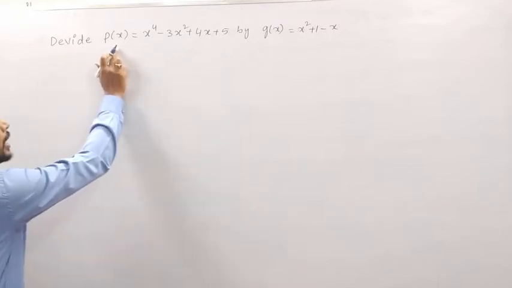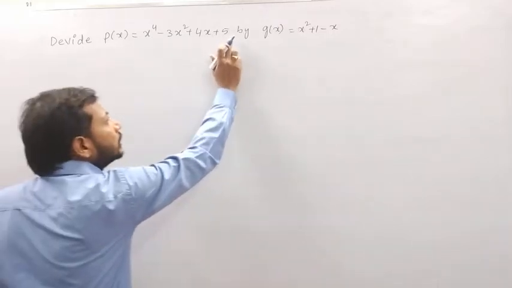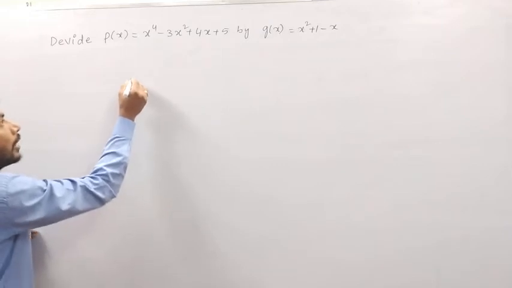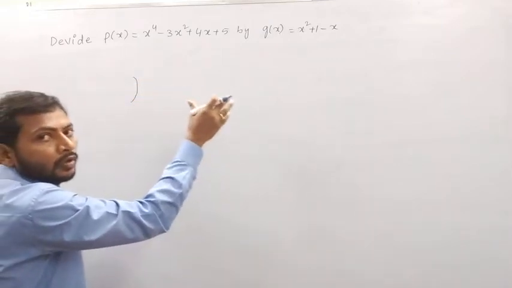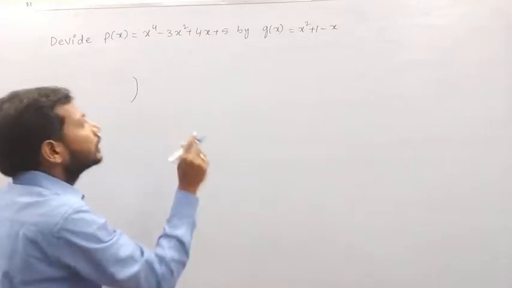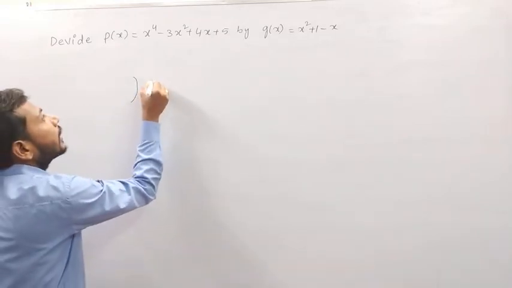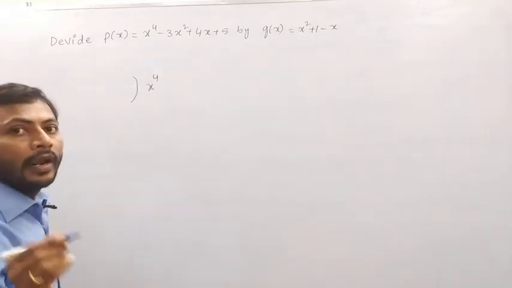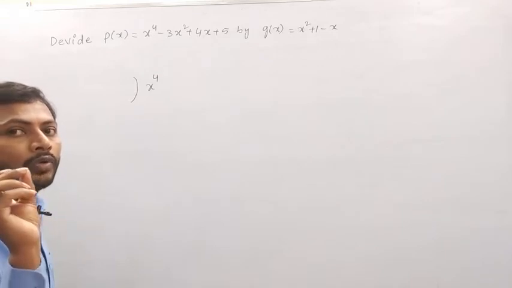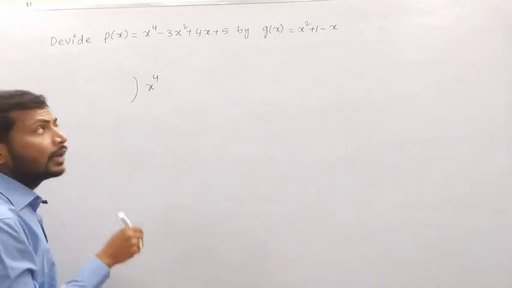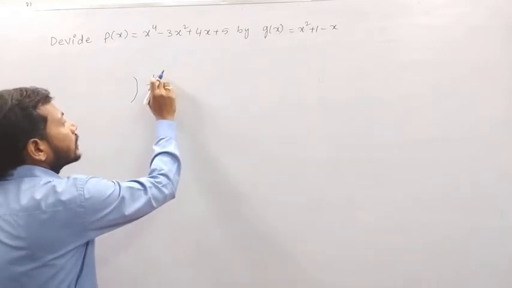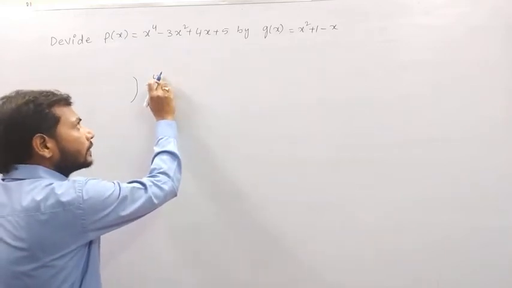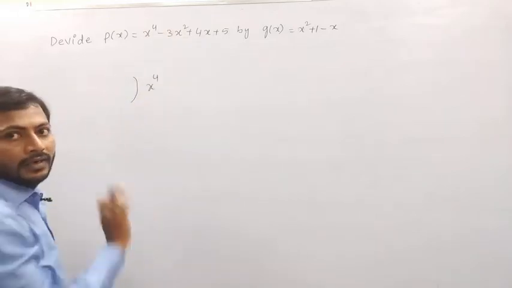Whichever polynomial you want to divide, you have to take that polynomial in the middle. Otherwise, we say that it is the dividend. Then I am writing here x power 4. When you are writing the polynomial, you just have to observe the powers. The first power should be the highest. X power 4 is there, sir.